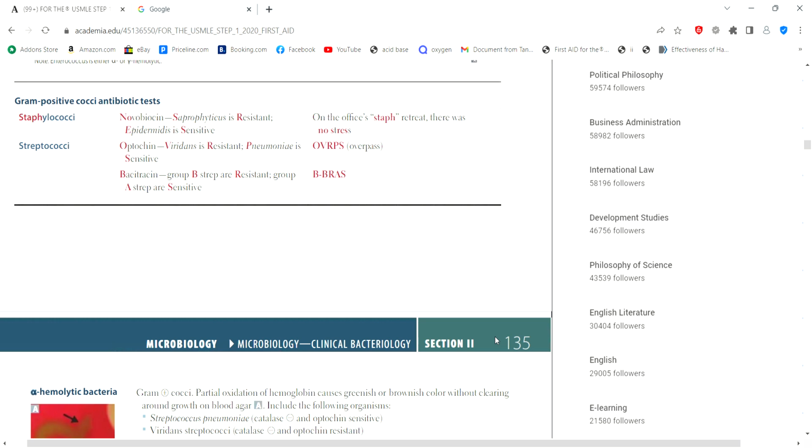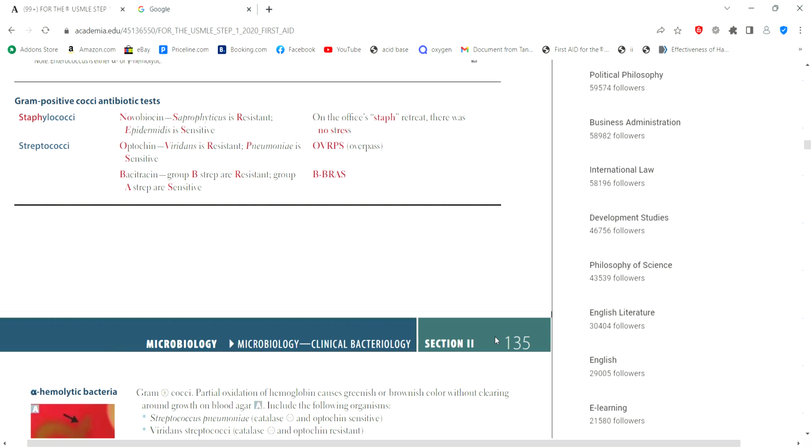Group B strep are resistant. Remember, Group B strep are resistant. Group B strep is Streptococcus agalactiae. It is resistant to bacitracin, and it is also PYR negative.